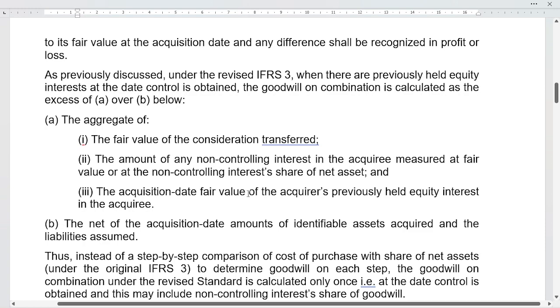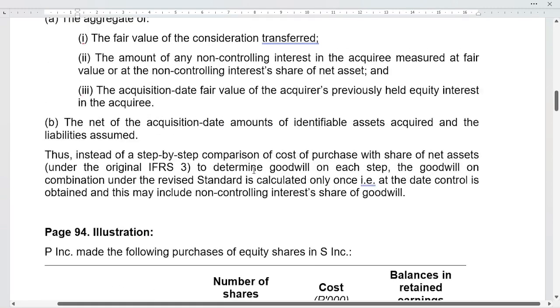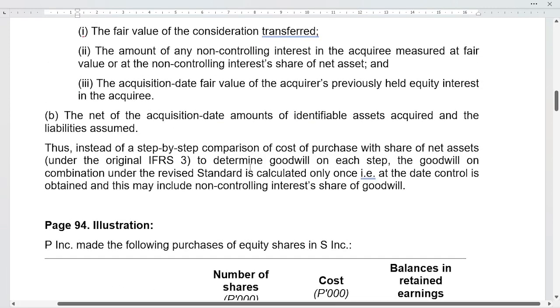A note, non-controlling interest, ito yung mga minority interest or ito yung mga investor na nagmamay-ari ng less than 50% of the acquired entity or ni acquiree. B. The net of the acquisition date amounts of identifiable assets acquired and the liabilities assumed. Thus, instead of a step-by-step comparison of cost of purchase with share of net assets under the original IFRS 3, to determine the goodwill on each step, the goodwill on combination under the revised standard is calculated only once.